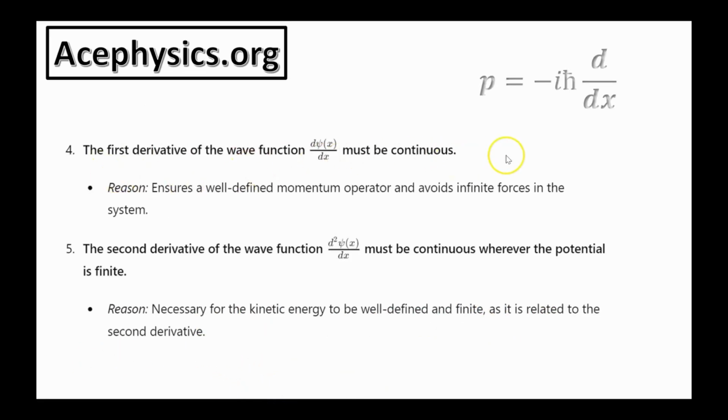The first derivative of psi must be continuous. Recall in quantum mechanics the momentum p is proportional to d by dx, the derivative with respect to x. If the derivative was not continuous, the momentum would not be defined. The second derivative of the wave function must be continuous when the potential is finite. This is necessary for kinetic energy to be well defined and finite. Kinetic energy is related to the second derivative.